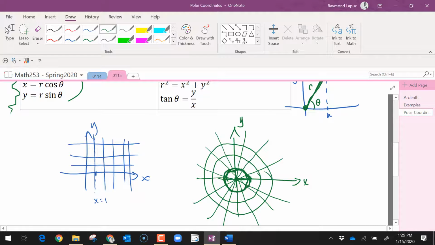Okay, so when you buy graph paper, say my graph paper is in Cartesian coordinates, your graph paper looks like these things with squares. If you buy graph paper for polar coordinates, this is your graph paper for polar coordinates.